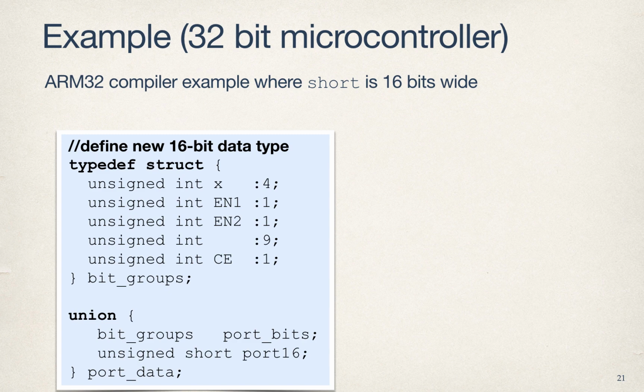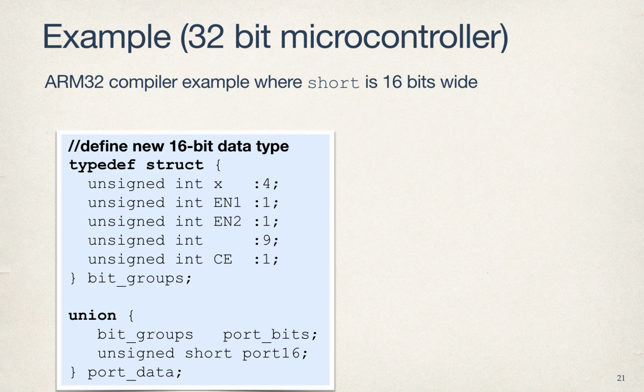Let's start with the union itself. So union, curly brackets, and then the data type name, port data. And what we're saying is that port data has two properties: port bits, which is a structure, or port 16, which is a 16-bit integer. But here's the rub. Both of those have the same start address. Now, in structures, it's low address to high address in the order they're written. With a union, they have the same start address.